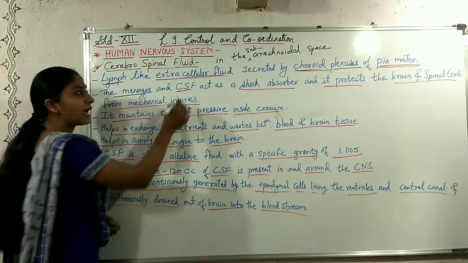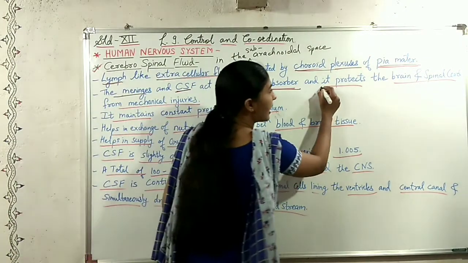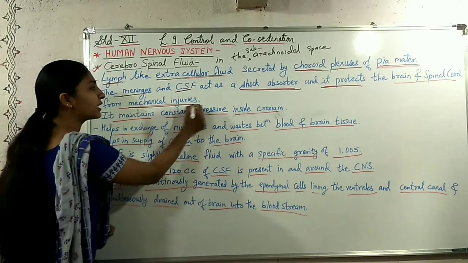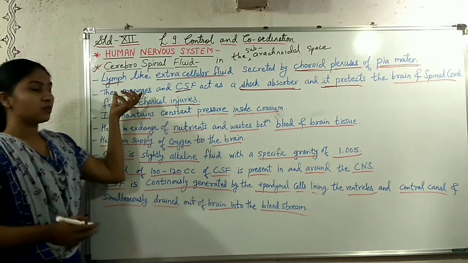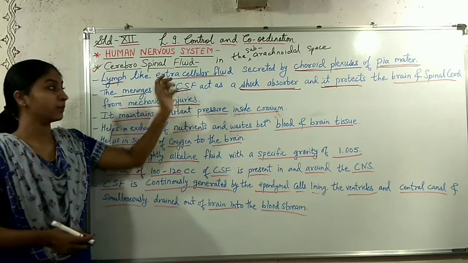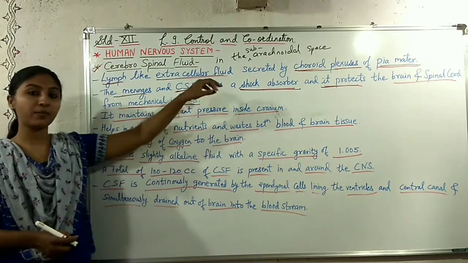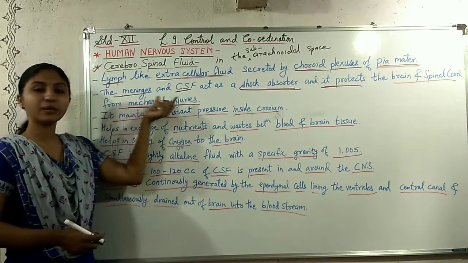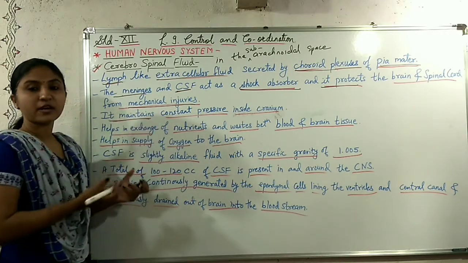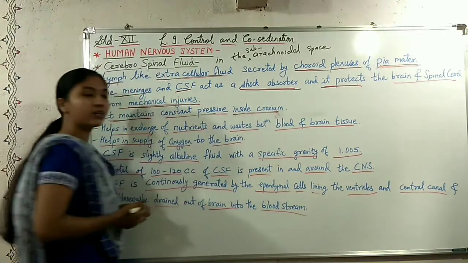The meninges and the cerebrospinal fluid act as a shock absorber, and they protect the brain and the spinal cord from mechanical injuries. The CSF, or cerebrospinal fluid, maintains constant pressure inside the cranium.